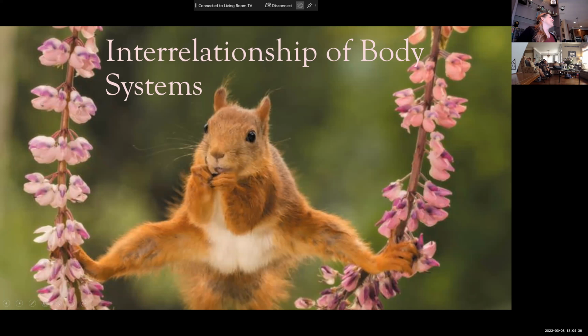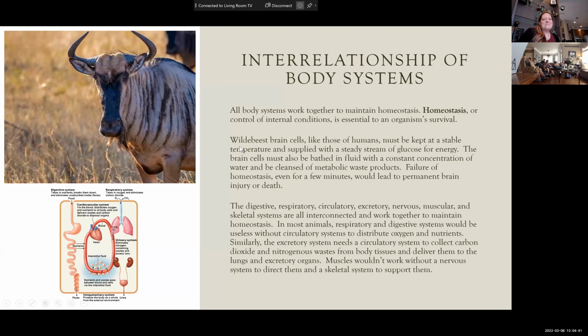Y'all, I worked hard on these. Love this stuff. The squirrel's about to fall. Right. No, he's so zen right now. So we always want homeostasis. I'm gonna keep moving because I have some good stuff for you guys.